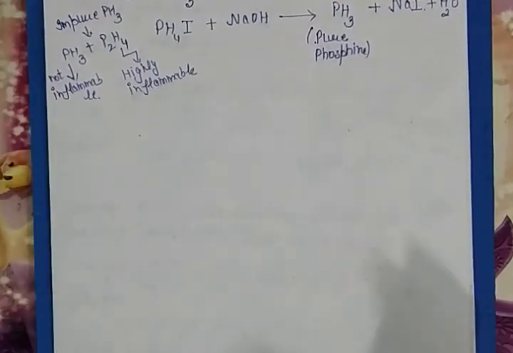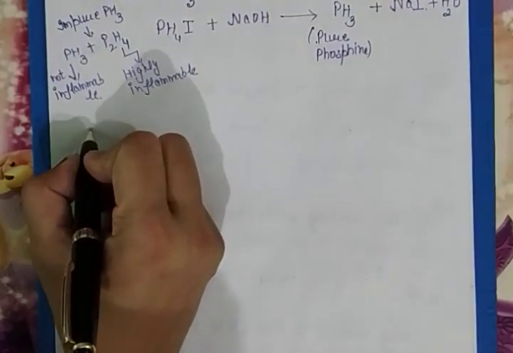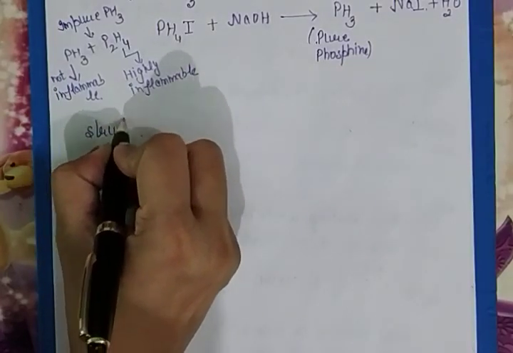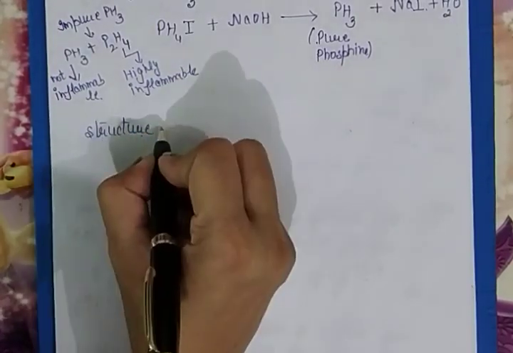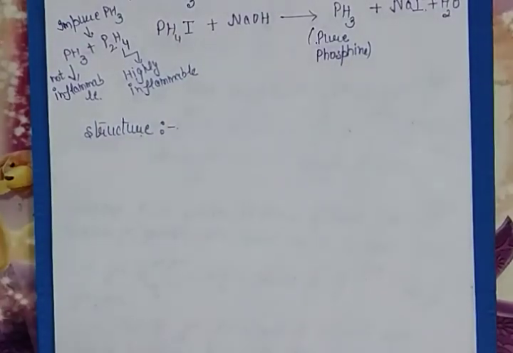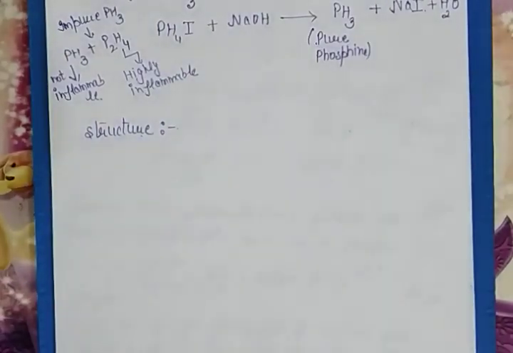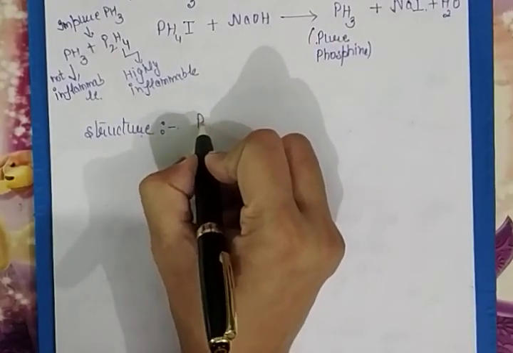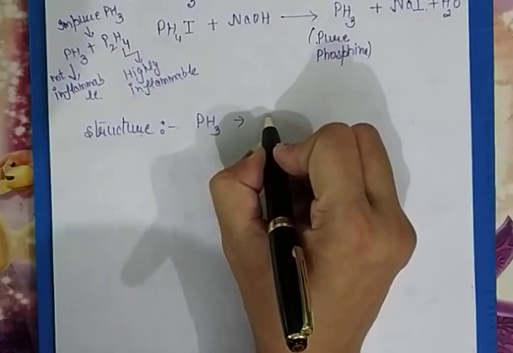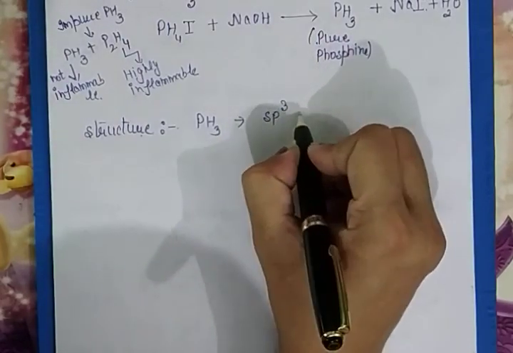Now next one, about the structure of phosphine. We already discussed the structure of hydrides of group number 15. Same for phosphine. Its hybridization is sp3.